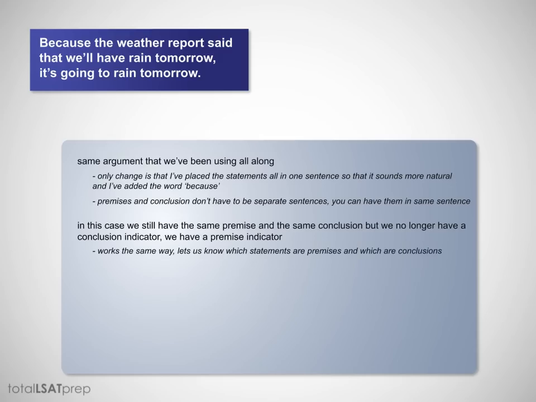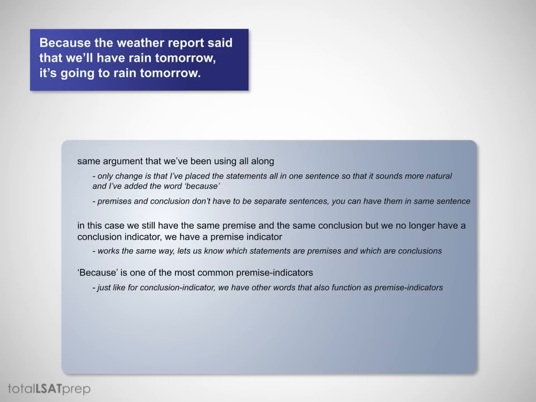And this works the same way. It lets us know which of the statements are premises and which is the conclusion. And because is one of the most common premise indicators. And just like for the conclusion indicator, we have other words that also function as premise indicators.